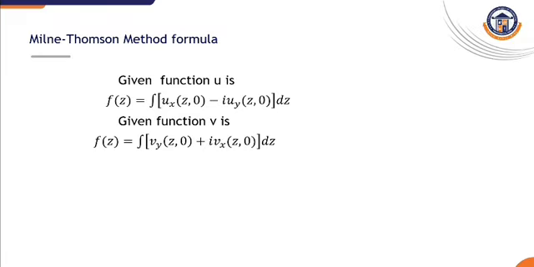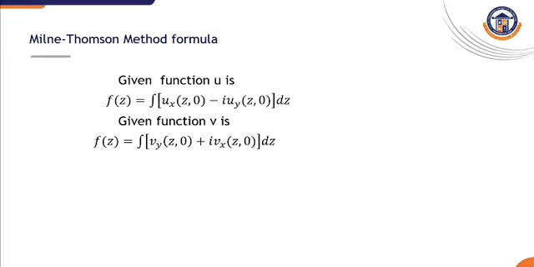Given the function f of x comma y, suppose u is given. The formula is f of z equal to the integral of u_x of z comma 0 minus i u_y of z comma 0 into dz. Here u_x means the partial derivative with respect to x, and u_y means the partial derivative with respect to y.